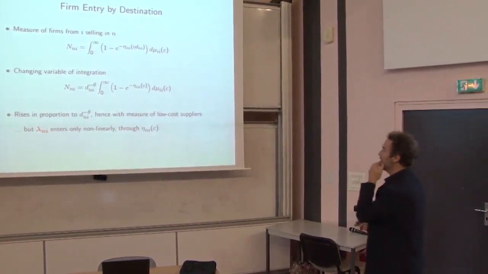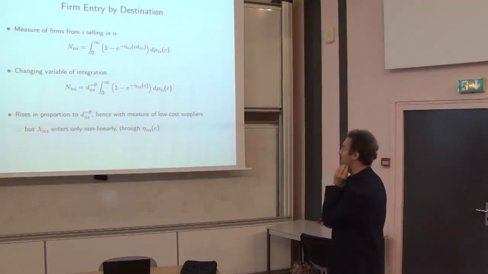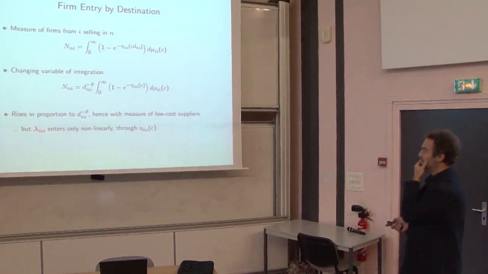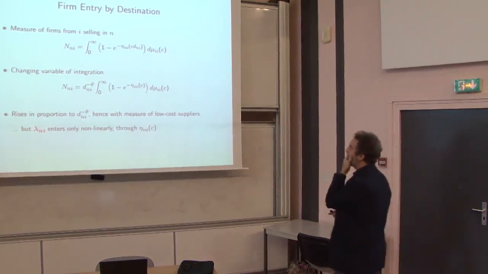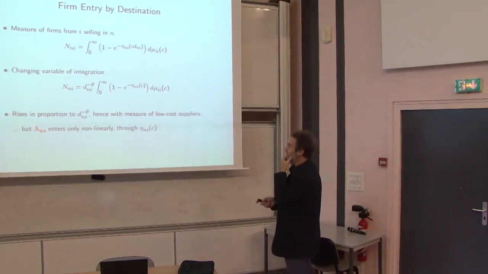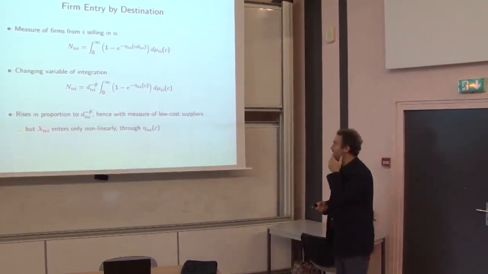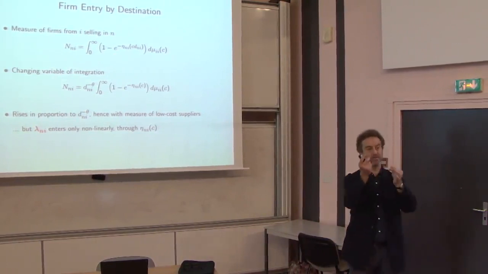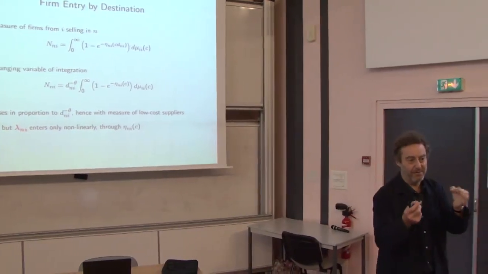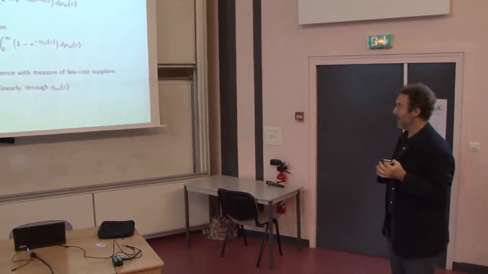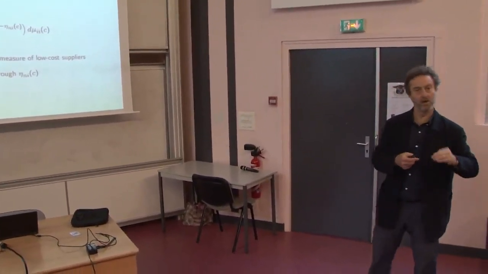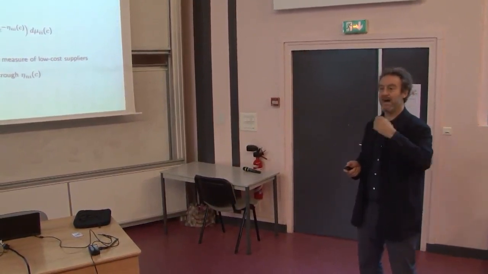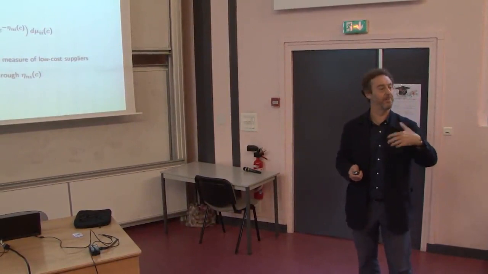This number rises in proportion to d_ni to the power minus theta, hence with the measure of low-cost suppliers. But lambda_ni enters only nonlinearly through eta_ni(c). That's a way for us to think about identifying d_ni separately from lambda_ni and their different roles. So essentially, I'll be saying that again: d_ni is about costs, lambda_ni is about information.